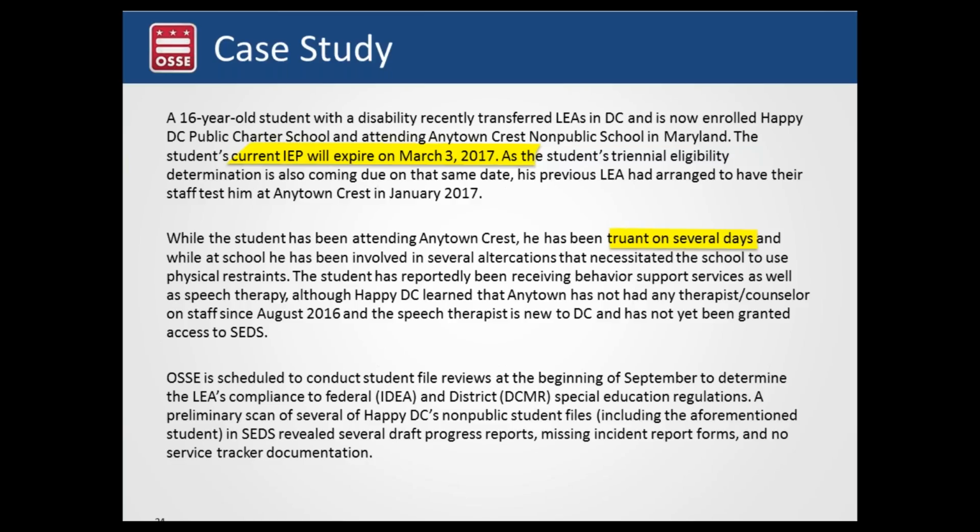We also are concerned that the student has a series of unexcused absences. So in the DCMR, non-public schools are required to notify the LEA within, I believe it's 24 hours or one business day, I'm not sure on the time frame right now, that a student has missed. If the student has accrued 5 or 10 days of unexcused absences, it's at those critical points where the non-public is responsible for flagging that for the LEA.